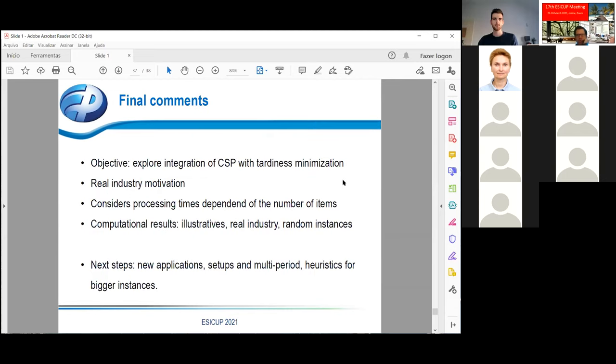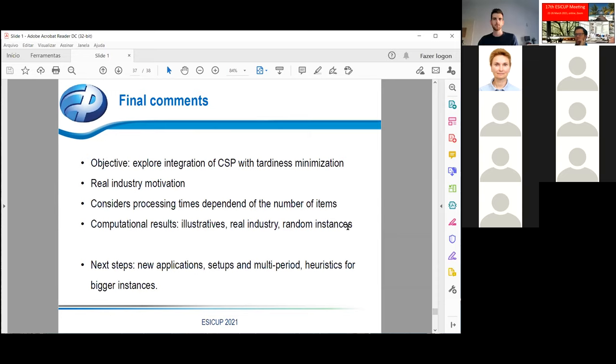And finally, our final comments. We had the objective of exploring the integration of cutting stock problems with tardiness minimization. We had a real industry motivation, and we contribute to the literature by considering processing times dependent on the number of items on the cutting patterns. The computational results presented were illustrative, a real instance, and finally some random instances to explore the impact of the parameters on the outputs.